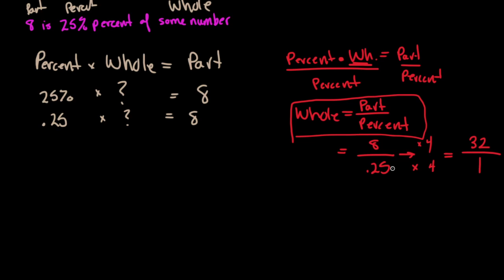So you can now say percent times whole equals part. Well, I know that 32 equals 1, and that's the whole. So now you know that the whole of this equation is 32. So I can rewrite this and say 25% times 32 equals 8. And if you were to multiply this out, it would check, and you would be able to make sure that it works.